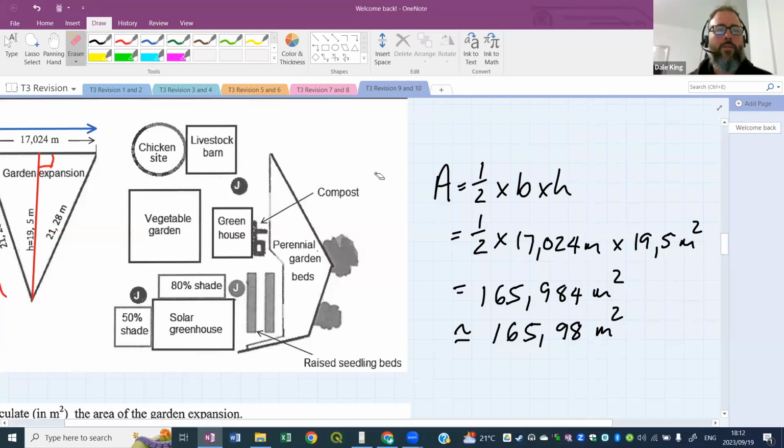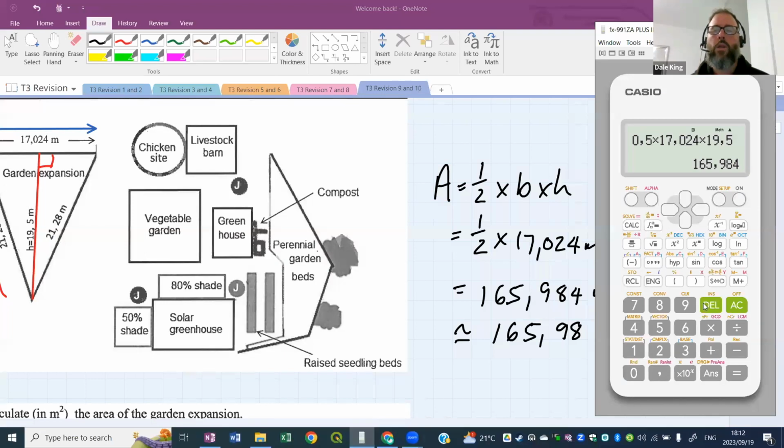Can I please ask, sir, what if instead of writing half, you just divided the base by 2, and then it gives you 8,512, and then you times that by the height? Let's try it out. So I'm going to take the half away there. And I think I can do it like this. There we go. And then divide that by 2.